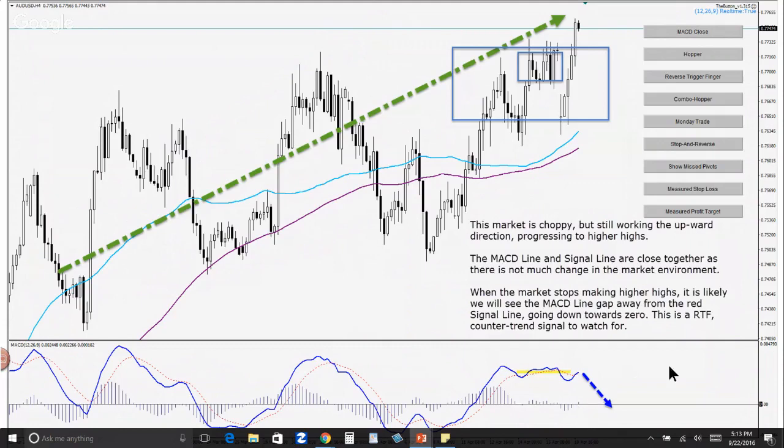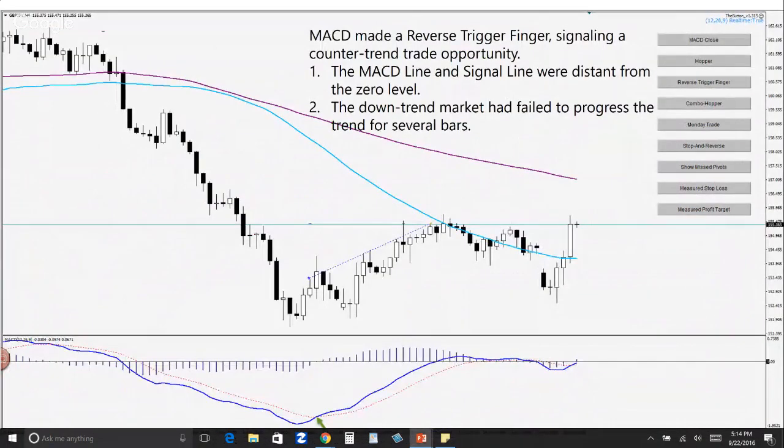And that is a distinct difference between momentum that's just fading out of the market, where price action might actually not be following, and a move that's happening with momentum, where you can expect that we have something happening in the market that's tradable. MACD made a reverse trigger finger in this example, signaling a counter trend trade opportunity.